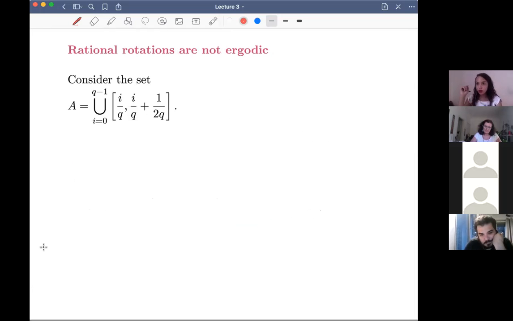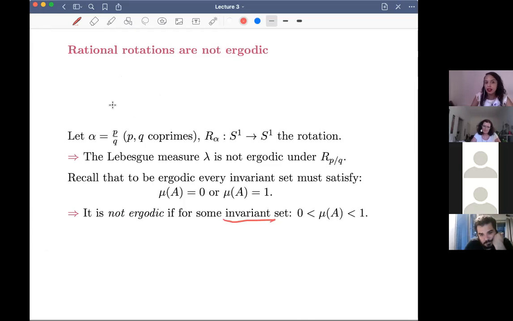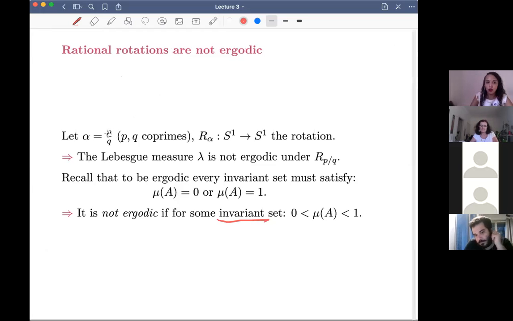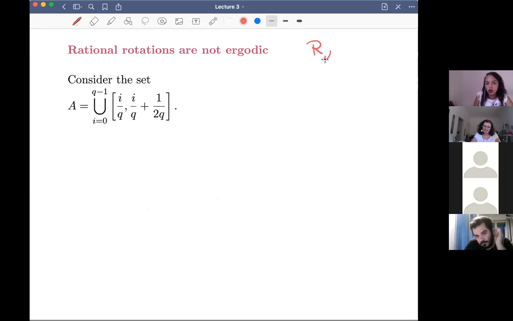So the set that I would do is the following. You consider A, this set. This is a union of arcs. I'll try to draw, and this works for each Q. The Q is fixed there. P over Q is fixed. Alpha is the angle that I am rotating, so the rotation is R alpha, which is R P over Q. So this is Q here.